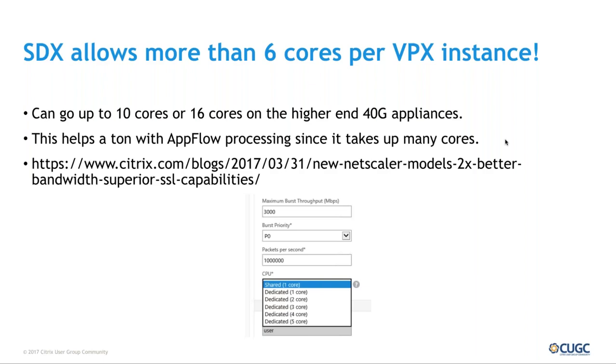For some of those use cases where you really, really heavily depended on insight-type data, I have seen people, instead of using SDXs, use MPXs, really big, beefy MPXs on the perimeter, just to grab that sort of data. Now you actually have the option to use this SDX with a beefier 40G appliance, and be able to unlock these cores and use it for AppFlow processing.